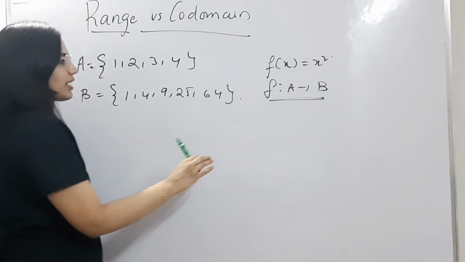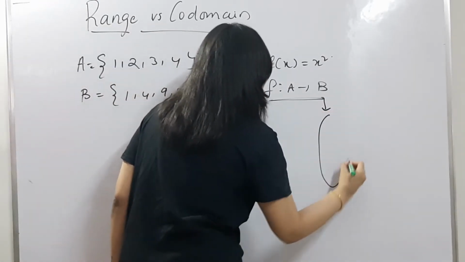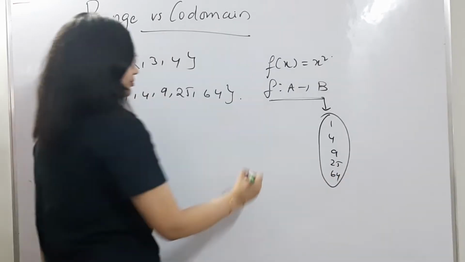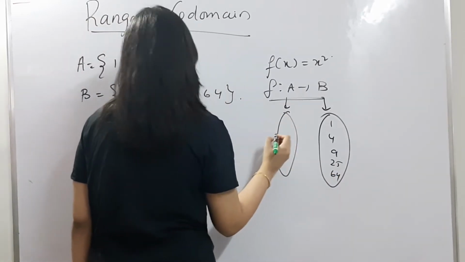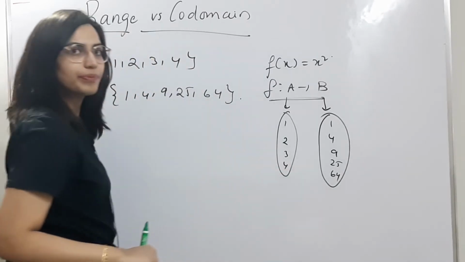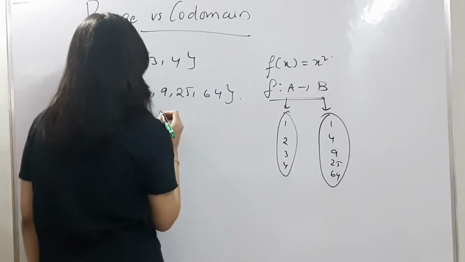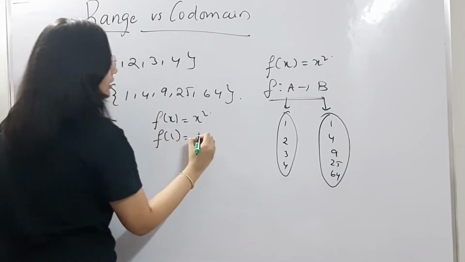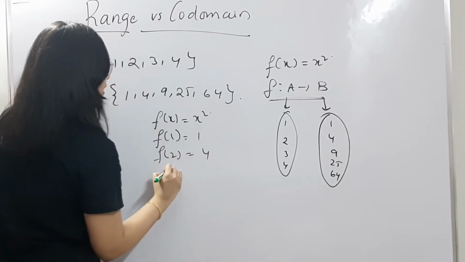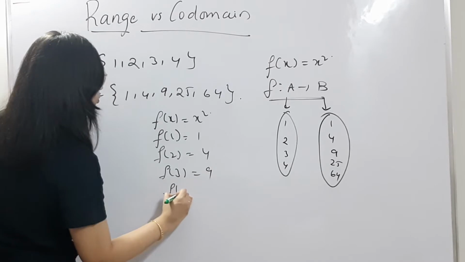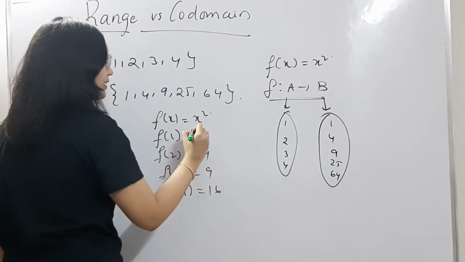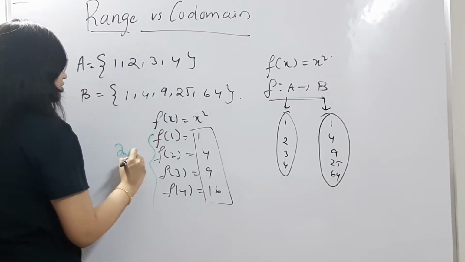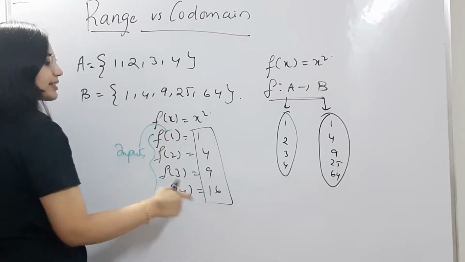Here, he has given B as this set: 1, 4, 9, 25, 64. And he has given the values of A as 1, 2, 3, 4. So, if you substitute the values of A in this function f of x is equal to x square, what will you get? f of 1 is 1, f of 2 is 4, f of 3 is 9, f of 4 is 16. So, you will get these values as output, whereas these are all inputs to the function, right? And these are all the outputs.